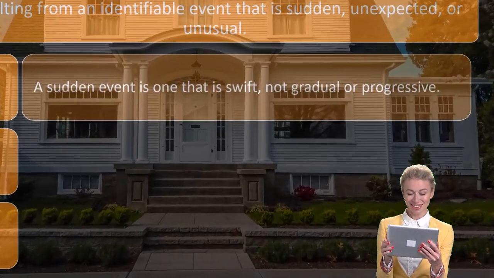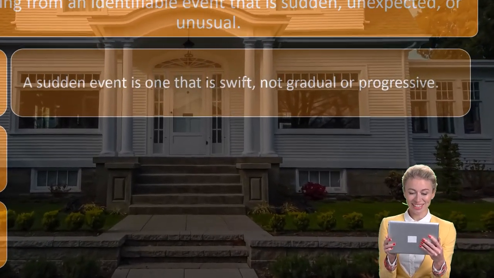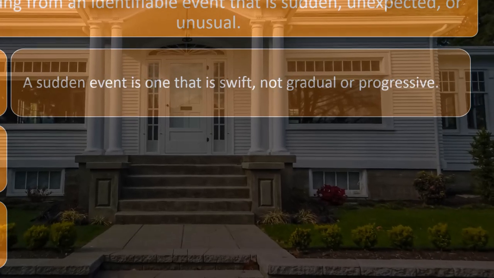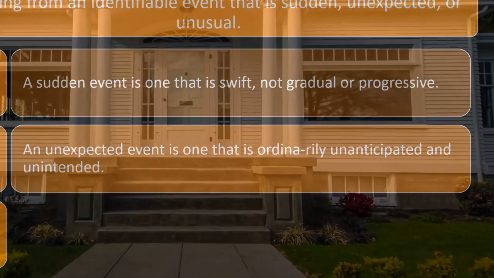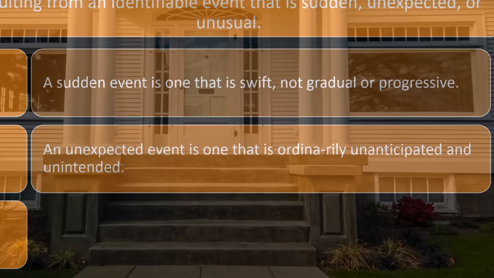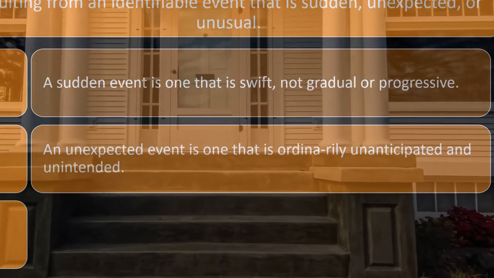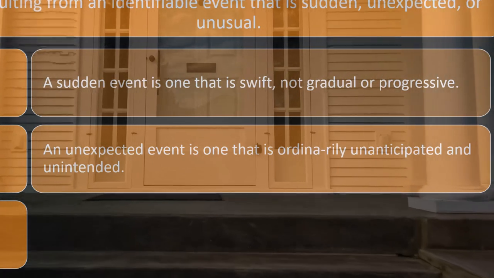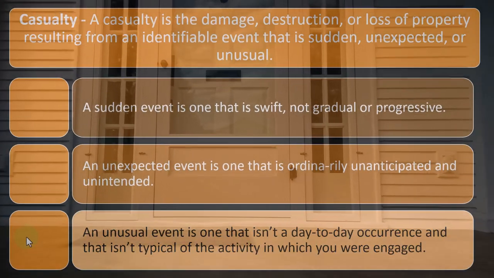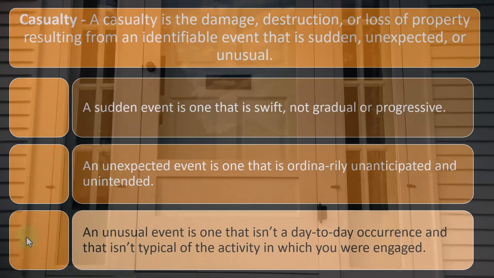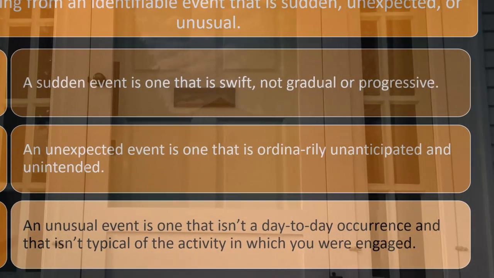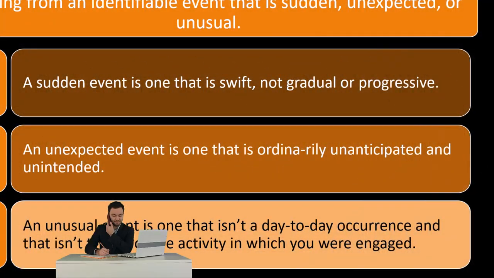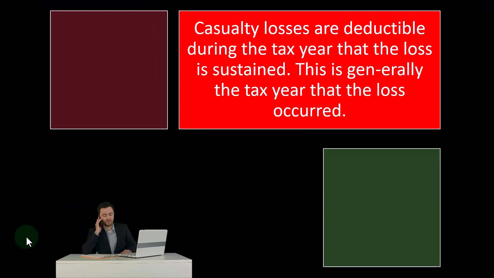Okay, so a sudden event is one that is swift, not gradual or progressive. So you can't say the rust on your car over the last 30 years. So an unexpected event is one that is ordinarily unanticipated and unintended. So again, the rain happening in the winter is something that wouldn't be unanticipated. And an unusual event is one that isn't a day-to-day occurrence and that isn't typical of the activity in which you were engaged. So it's got to be something obviously somewhat unusual.